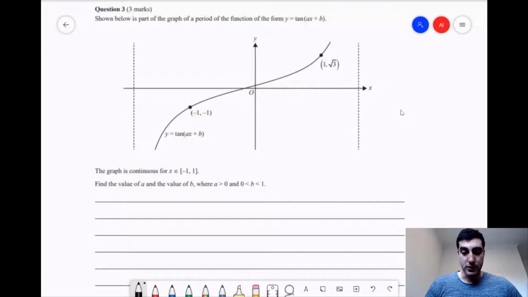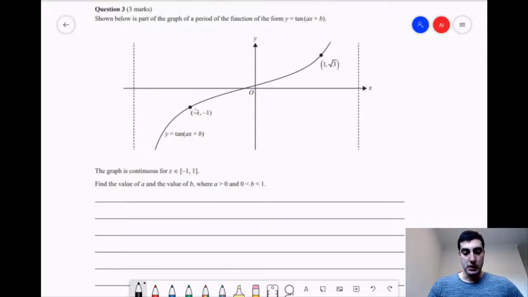Shown below is part of the graph of a period of the function of the form y is equal to tan of ax plus b. The graph is continuous for x is an element between -1 and +1. Find the value of a and the value of b where a is greater than 0 and b is between 0 and 1. So we know a is positive, b is also positive, but between 0 and 1. And we can see we've got two asymptotes, a normal tan sort of function. And where do we go from here?